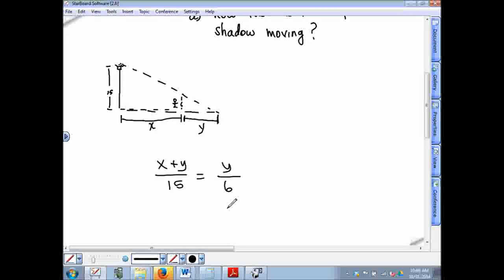Do you remember this from geometry? This would be like 4 years ago for you guys. Similar triangles. With similar triangles, you can set up a proportion. So this length here is x plus y, right? So x plus y is to 15 as y is to 6. Do you understand what I've done here?